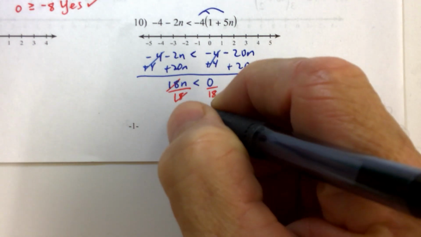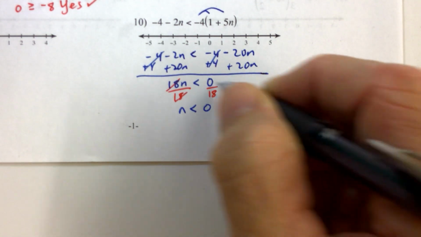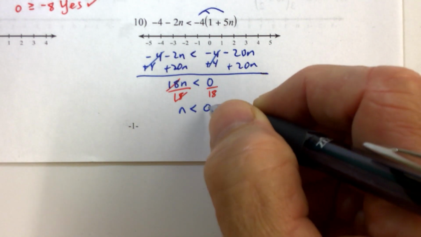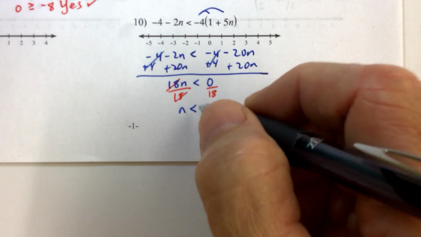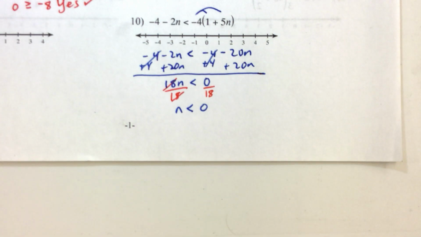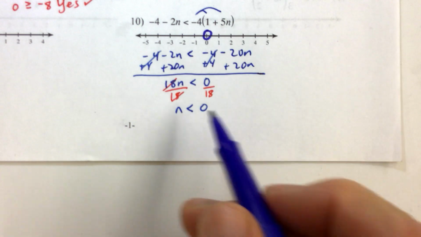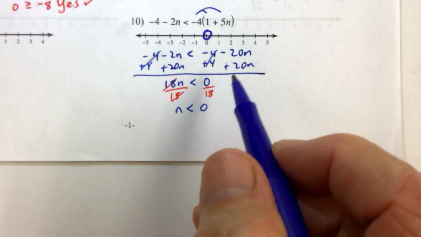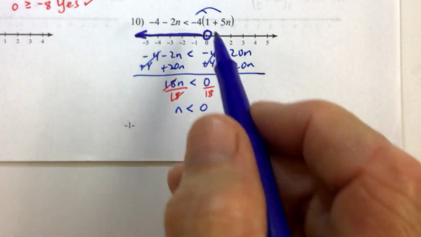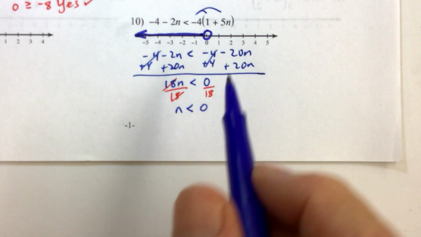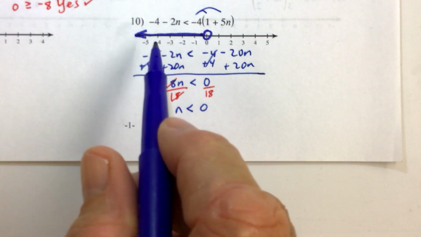Isolating the variable means we're going to divide both sides by 18, and we get n is less than 0. 0 divided by any non-zero number is 0. So n is less than 0. And that's a fine answer. When I say that's fine, I mean sometimes when there's a 0 on one side or the other, students treat it differently, but don't. Just leave it like that. And my solution set would be all the real numbers that are negative.